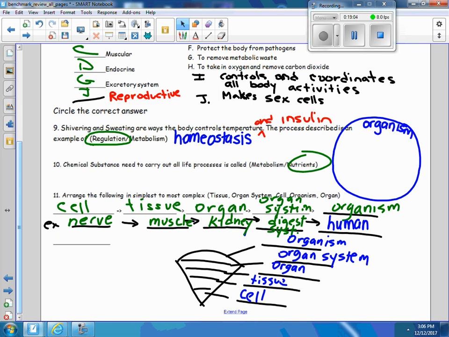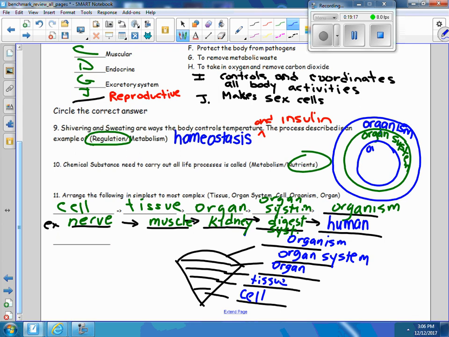The organism is going to be made up of what? Organ systems. The organ systems are broken down into what? Organs. The organs are broken down into what? Tissues. Good. And the tissues are made up of cells. So you look at the different interpretations of the diagrams, and I think a lot of times we get confused when we have diagrams, how to interpret them. Okay, next.